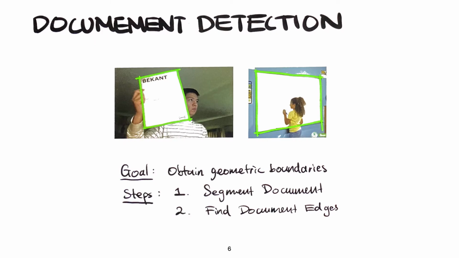So in terms of document detection, the goal is to obtain the geometry boundaries of this piece of paper or a whiteboard, etc. The core steps are: one, we want to segment the document from the background, and two, find the edges that define the boundary.